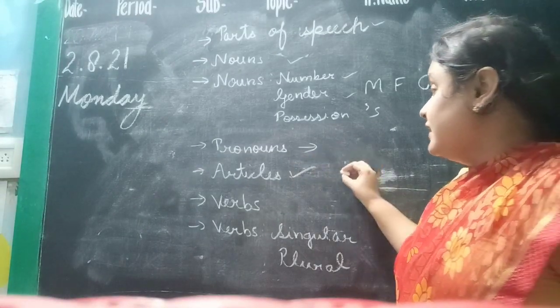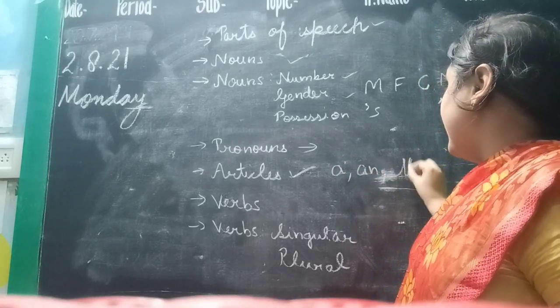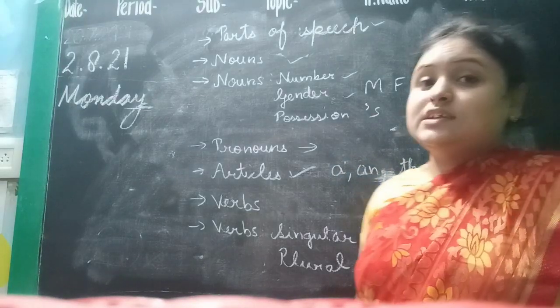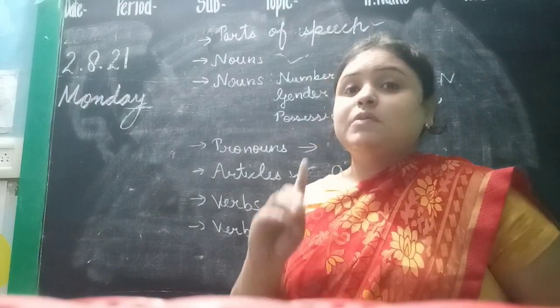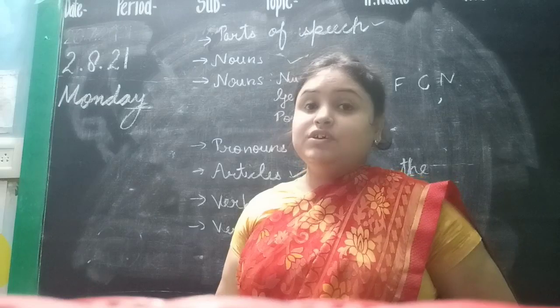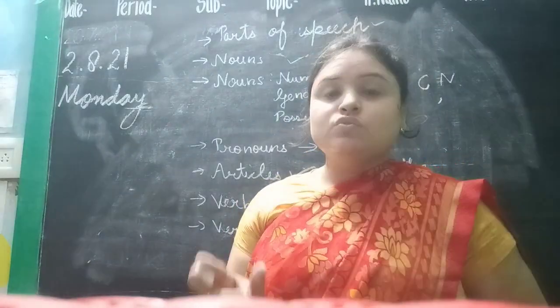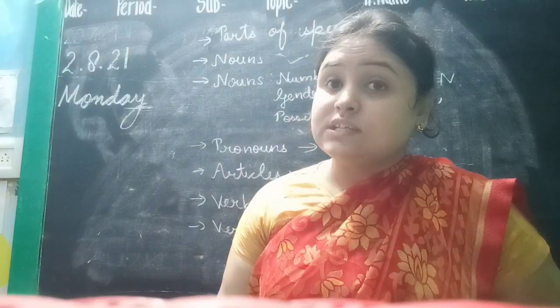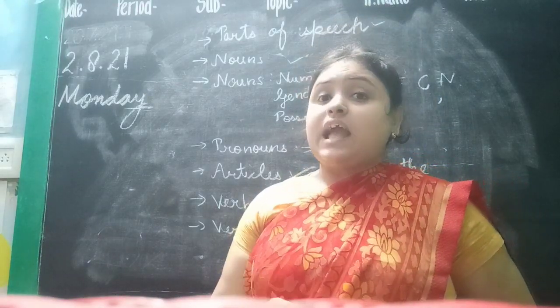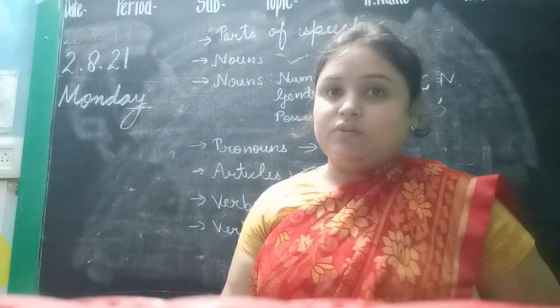Okay, then articles. There are 3 types of articles: a, an and the. So you have studied already that if we talk about one thing, then we either use a or we use an. We use a with the words whose sound starts with a consonant sound, and we use an with the words that start with a vowel sound.